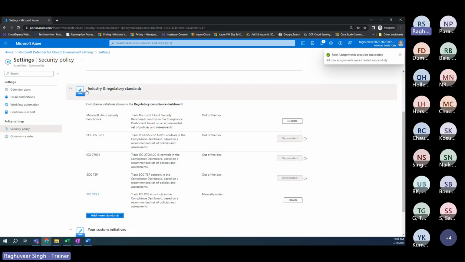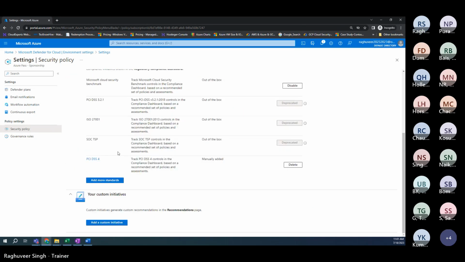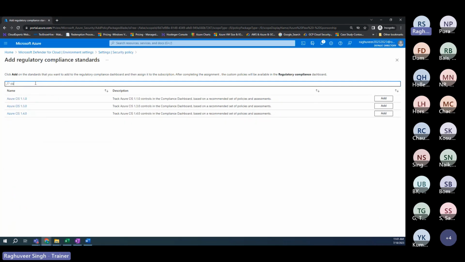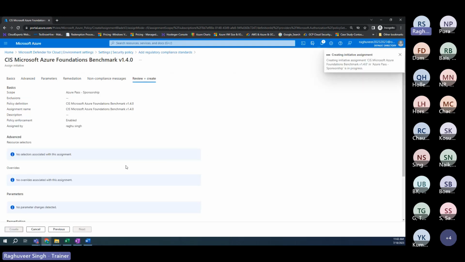Whatever compliance you enable, you will see it under industry and regulatory standards. So you can see you've just enabled PCI DSS 4. It is now showing manually added. Similarly, you can also enable CIS. CIS is the Center for Internet Security. CIS has benchmarks for all the cloud service providers. Let's enable Azure CIS 1.4.0, which is the latest control. So let's click on add. Similarly, you will need to hit review plus create and create.